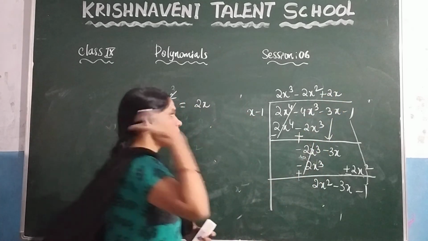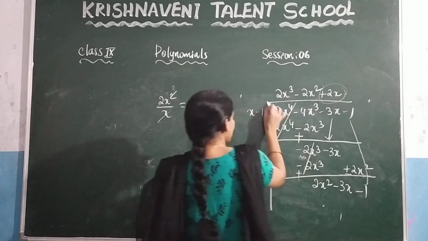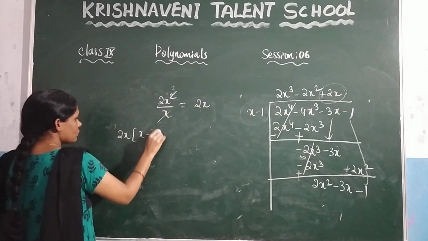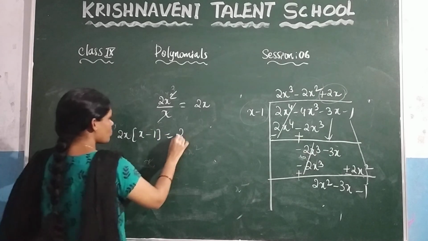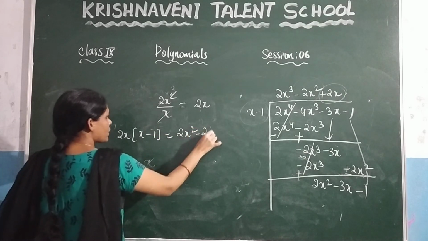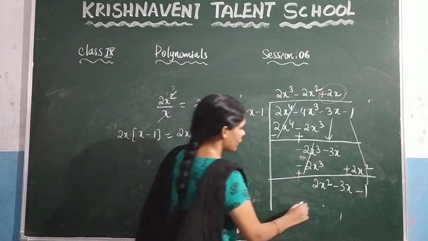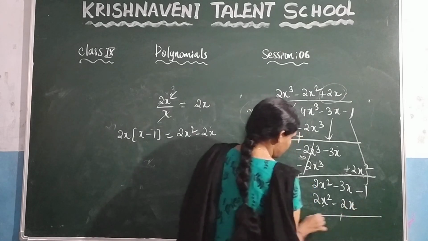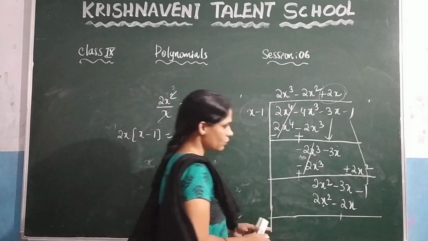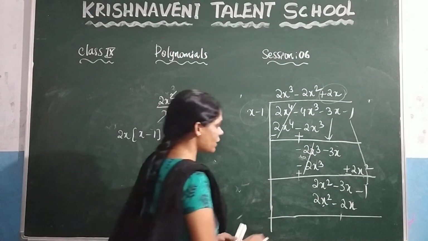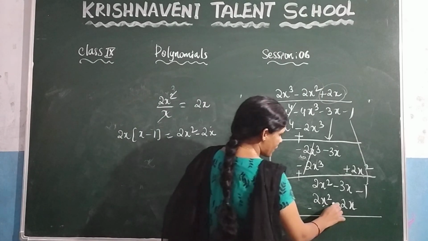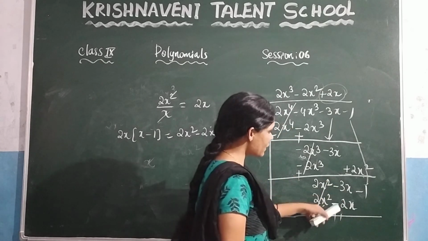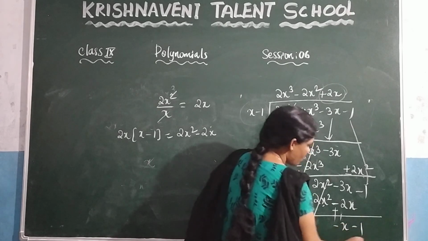So what is the next step? You need to multiply these two values. So write it here: 2x into x minus 1. 2x into x, which is 2x square, minus 2x. Write this value here. So what you will get here? 2x square minus 2x. What's the next step? You need to change the symbols. Since plus is there, keep it here minus. Minus is there, keep it here plus. Now, what will you get? Minus 3 plus 2, which is minus x, minus 1.